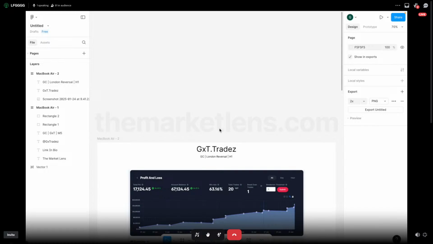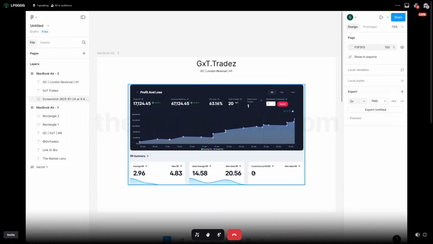So you literally just press F. That's how you get your frames. You put it here, or you just paste it. And then you post your picture. You want to crop your picture where you just see white within TradingView.